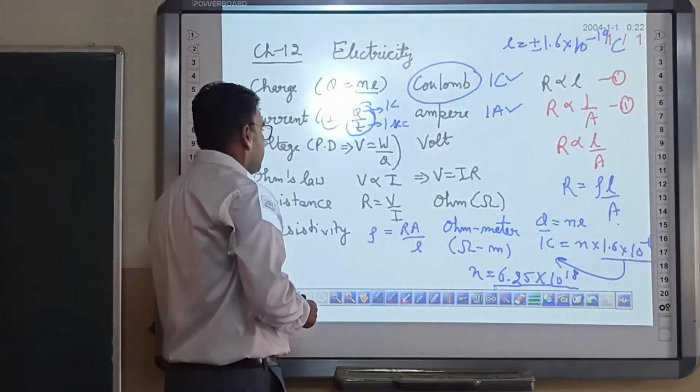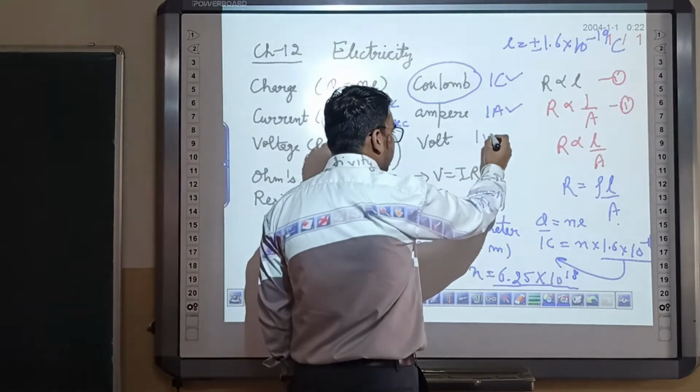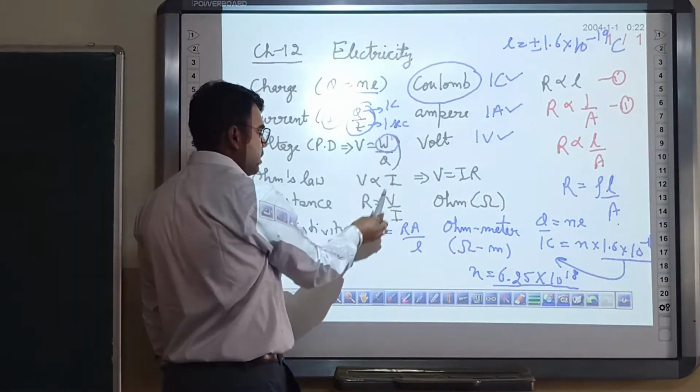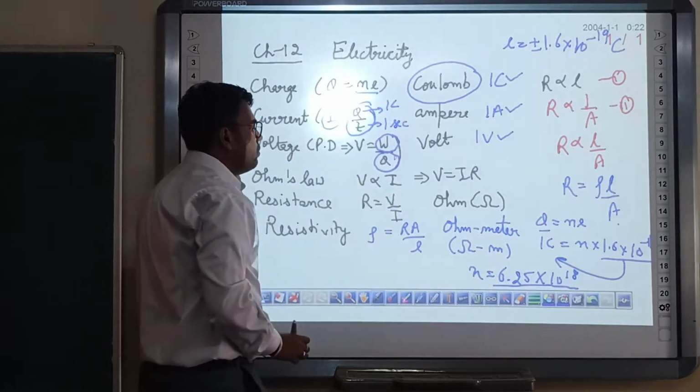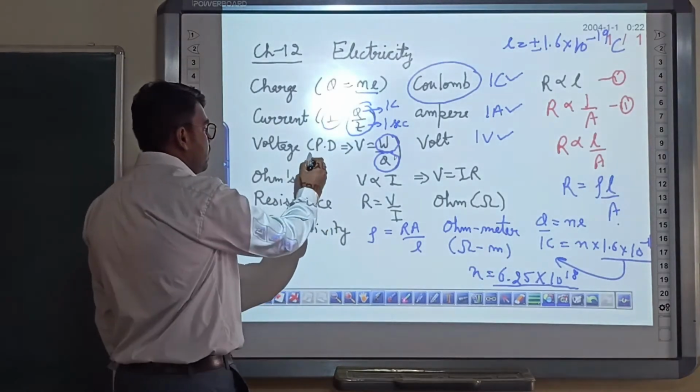Next is potential difference, V equals W by Q. So what is 1 volt? 1 volt is when 1 joule of work is done to bring 1 coulomb of charge from one point to another point, because it is a difference.